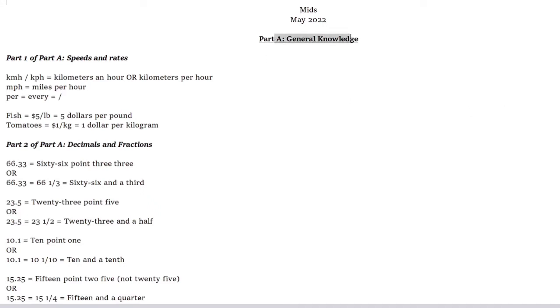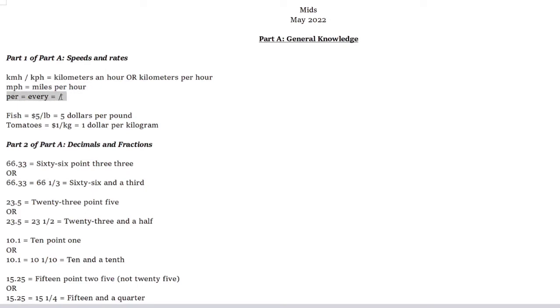Let's start off with Part A, general knowledge, as we usually do these days. So let's look at Part 1 of Part A. We'll also look at some speeds and some rates. So if you see kmh or kph written somewhere, that stands for kilometers an hour or kilometers per hour. Similarly, mph stands for miles an hour or miles per hour.